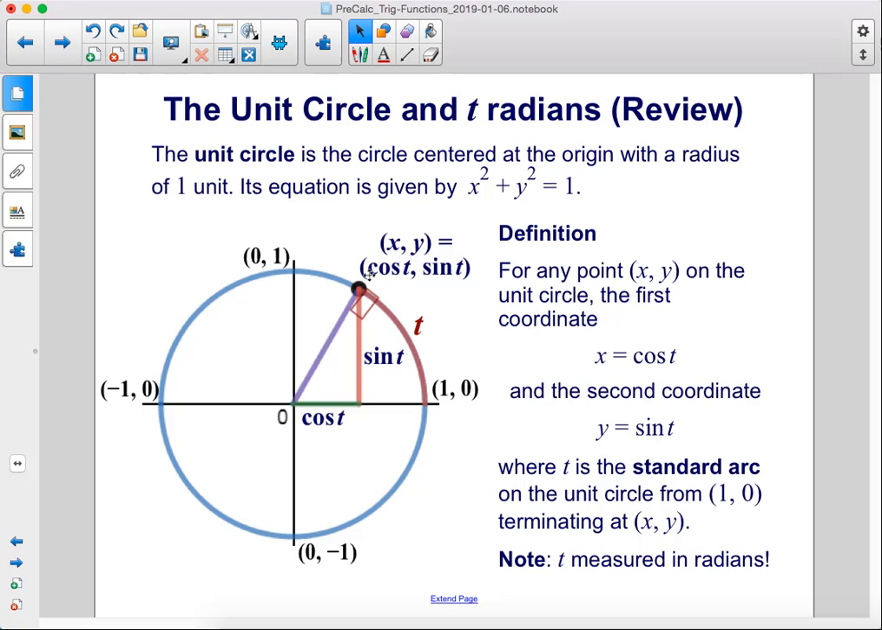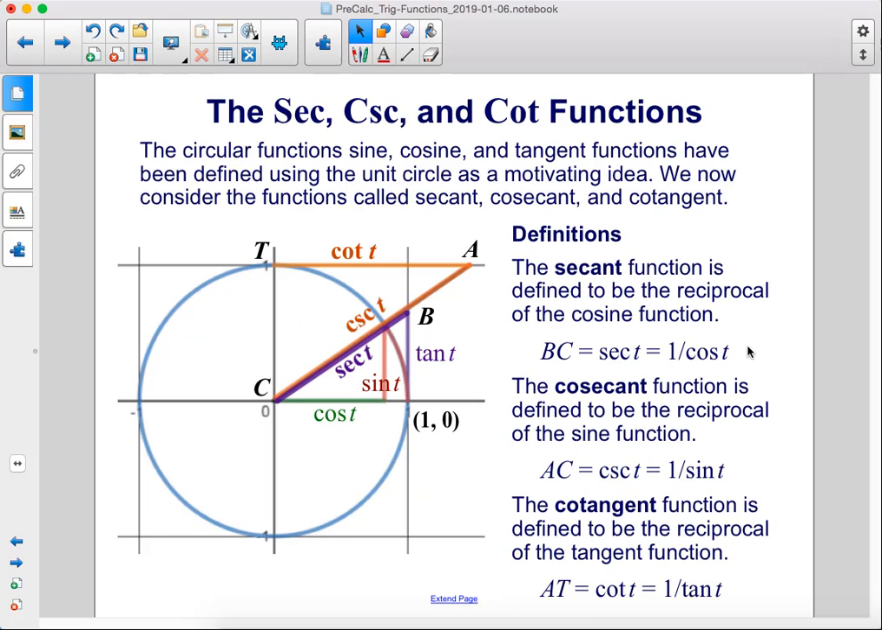For any point (x, y) on the unit circle, the first coordinate x equals cosine t, and the second coordinate y equals sine t, where t is the standard arc on the unit circle from (1, 0), terminating at (x, y). Note, t is measured in radians. The circular functions sine, cosine, and tangent have been defined using the unit circle as a motivating idea.